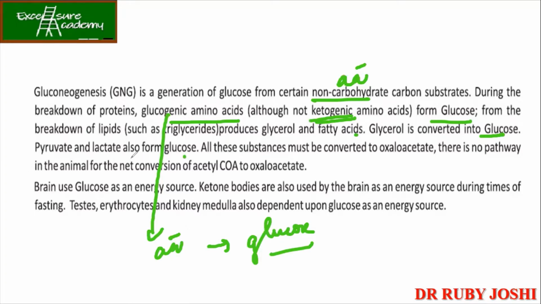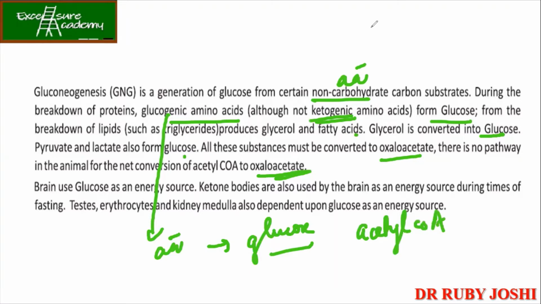So all these substances must first be converted to oxaloacetate, and there is no pathway in animals for the net conversion of acetyl-CoA to oxaloacetate. So what does it mean? Where do you see oxaloacetate? You see it in the Krebs cycle, right? So we know that acetyl-CoA is there.